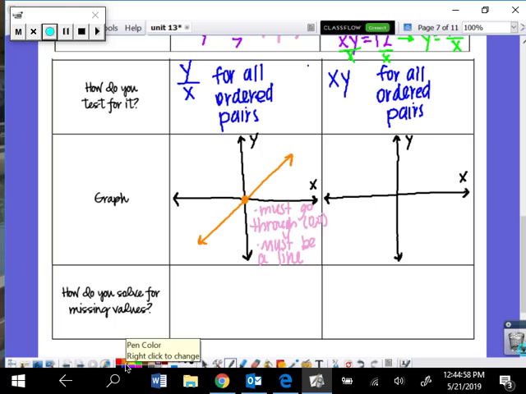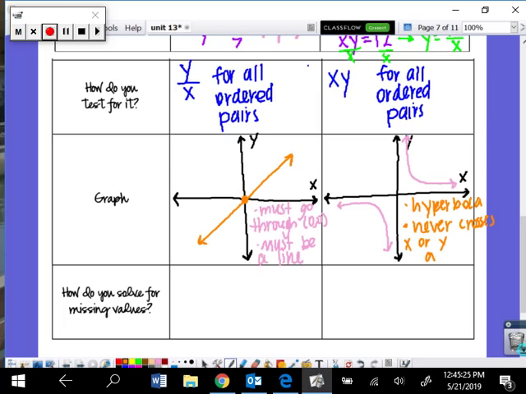Okay. And then for inverse variation, remember we have a curve in the top right quadrant and a curve in the bottom left quadrant. So to give you a name, this is called a hyperbola. Instead of a parabola, it's a hyperbola. The big thing that we need to realize is that it never crosses the x or y axis. So those will be the two graphs we need to identify.